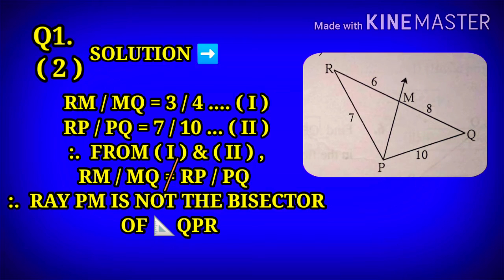It tells us that RM upon MQ is 6 upon 8. After dividing, we get RM upon MQ equal to 3 upon 4. That is the first step. And the second step is RP upon PQ is equal to 7 upon 10. That is given. Therefore, step 1 and step 2 tell us that they are not equal. That is why ray PM is not the bisector of angle QPR. Now let's move on to sub-question 3.